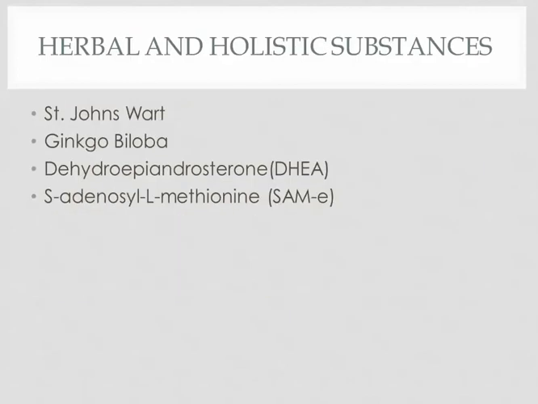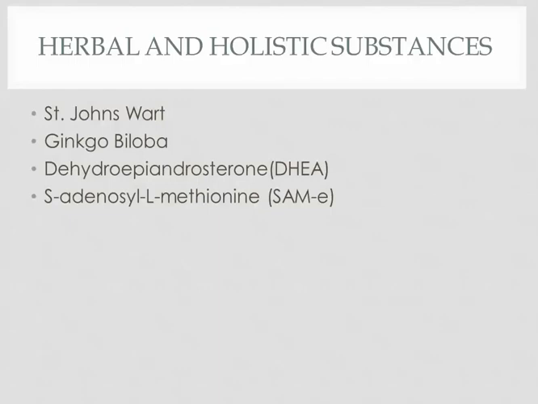Herbal and holistic substances. St. John's wort is a plant that is said to have medicinal properties. It is believed that St. John's wort can help control mild to moderate levels of depression with virtually no side effects. Ginkgo biloba is a tree of Chinese origin, and the extract from it is believed to relieve mild depression and increase memory and concentration.